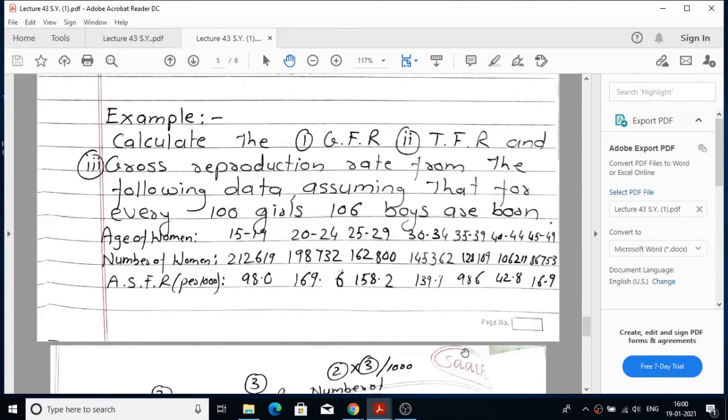See the next example. Calculate GFR, TFR and gross reproduction rate from the following data, assuming that for every 100 girls, 106 boys are born. So age of woman and number of women are given. Age specific fertility rate per 1000 has already been given directly. So we have to find GFR, but for finding out GFR we need the total population. So see the calculations.